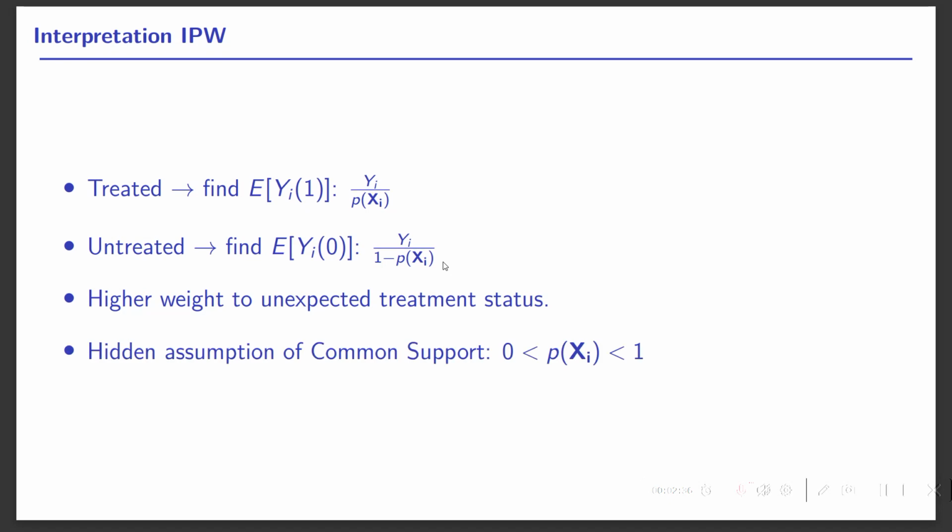Now, as with regression adjustment, we have the hidden assumption of common support here. It's slightly less hidden than in regression adjustment, but the propensity score must lie between 0 and 1. Here we actually see why this must be true. If the denominator here was 0, then this term would be infinity, and here if the denominator was 1, then this term would be infinity. If somebody is never treated, we can never find somebody who has a similar probability of being treated and who was treated to infer the missing potential outcome, because their probability of being treated was 0.